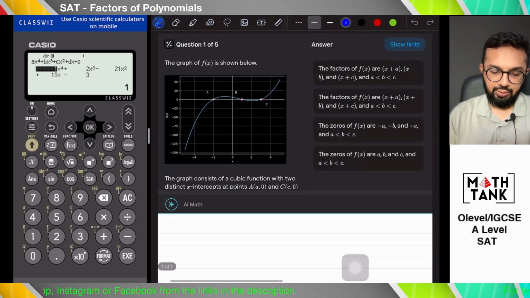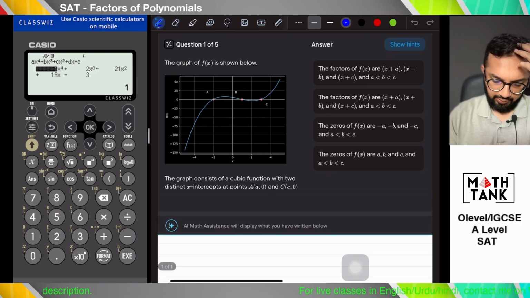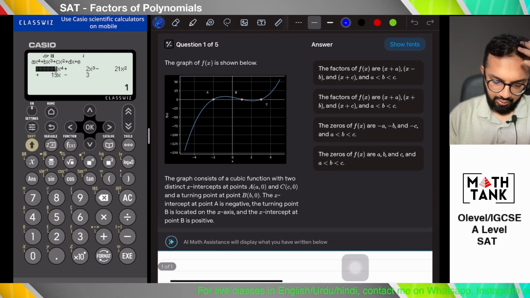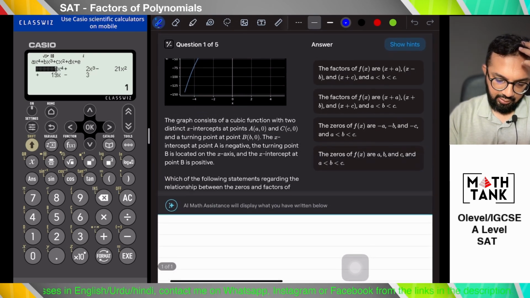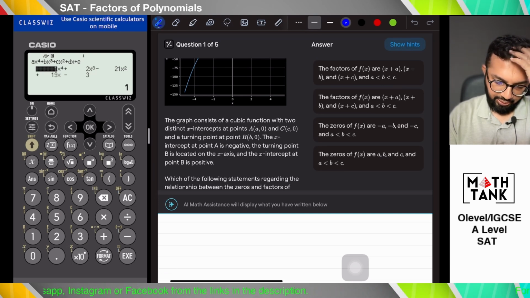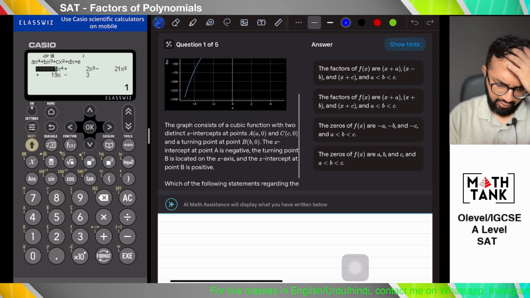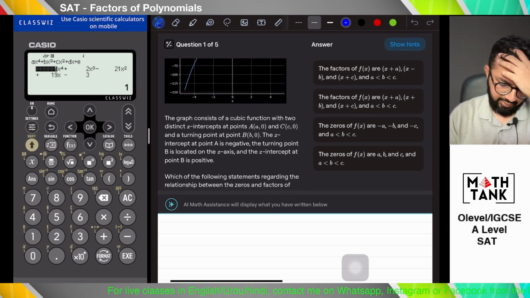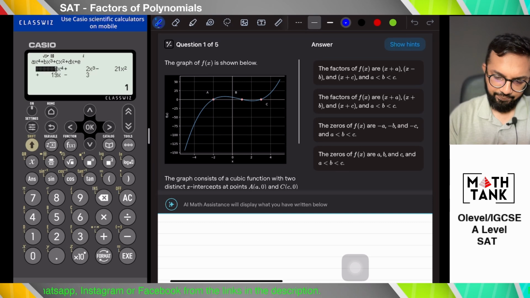So more medium level questions on the way. Let's see. This says the graph consists of a cubic function with two distinct x-intercepts at points A and C and a turning point at B. The x-intercept at point A is negative, the turning point B is located on the x-axis. I don't see a turning point at B. And the x-intercept at point B is positive. Which of the following statements regarding the relationship between the zeros and the factors of f of x is true?